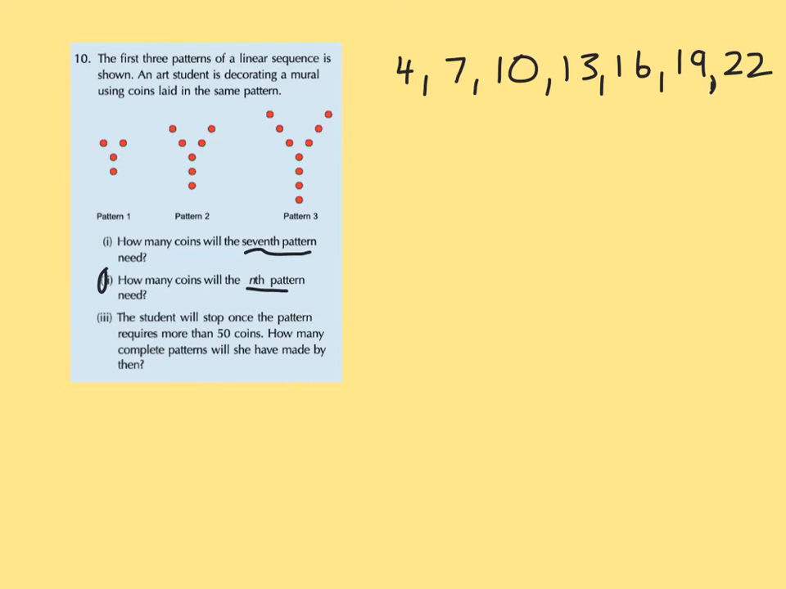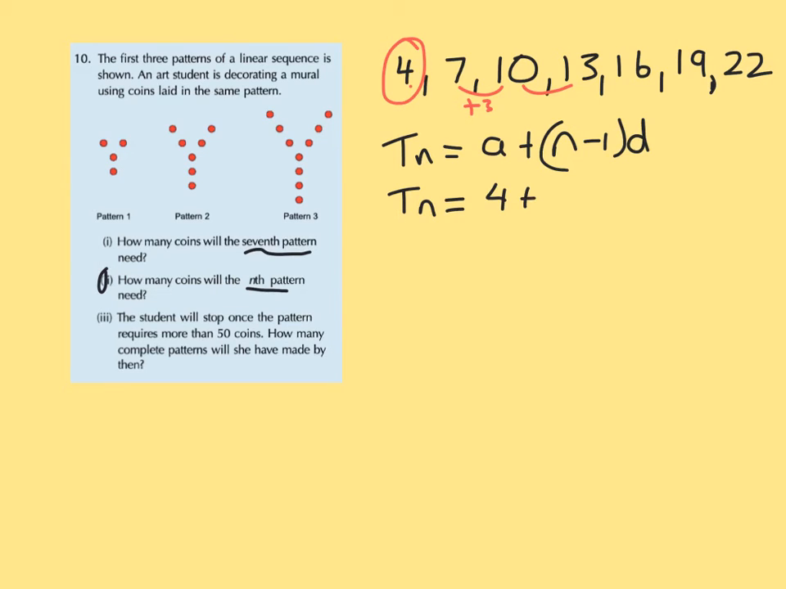And then, how many coins will the nth pattern need? So we're going to use our Tn formula. Tn is equal to A plus n minus 1 multiplied by d. What I know here is that my A is my first term, which is 4, and my d, which is the difference, is plus 3 every time. Okay, so I'm going to substitute into my formula. Tn equals 4 plus n minus 1, and d is 3.